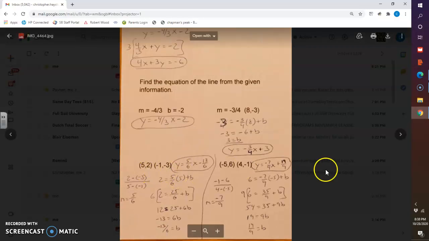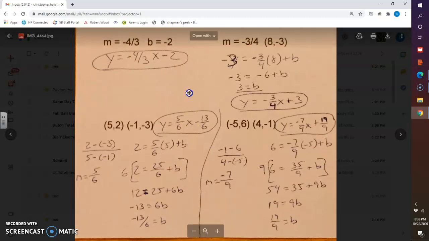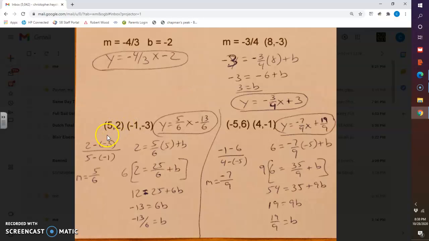When I'm given 2 points, as I am here, I need to find their slope first. 2 minus a -3 over 5 minus a -1 is 5/6. And I could have just as easily done -3 minus 2 over -1 minus 5. I would have gotten -5 over -6, which is still 5/6. So I have a slope and I pick a point. I happen to pick (5,2), could have just as easily picked (-1,-3).